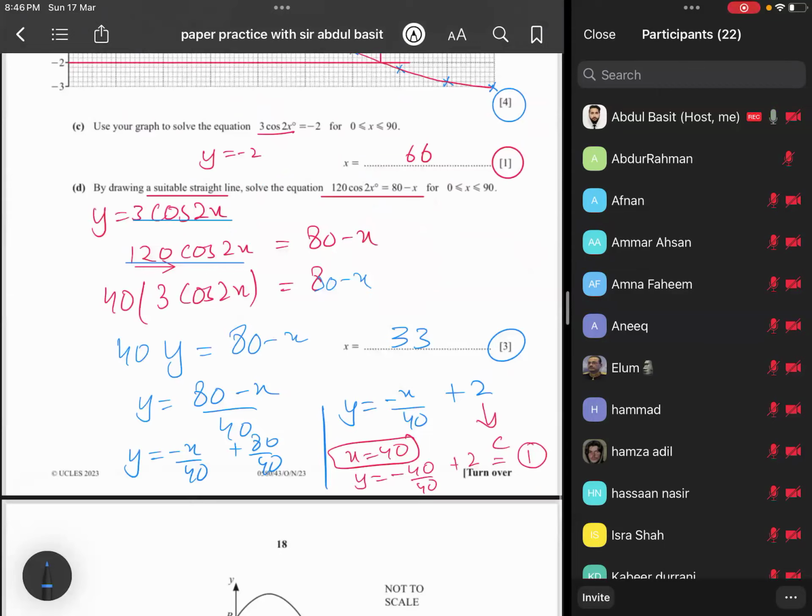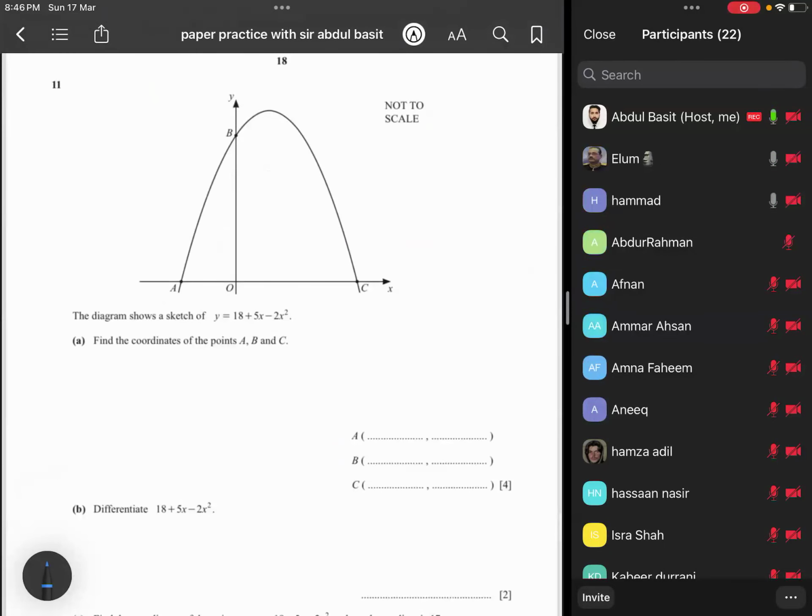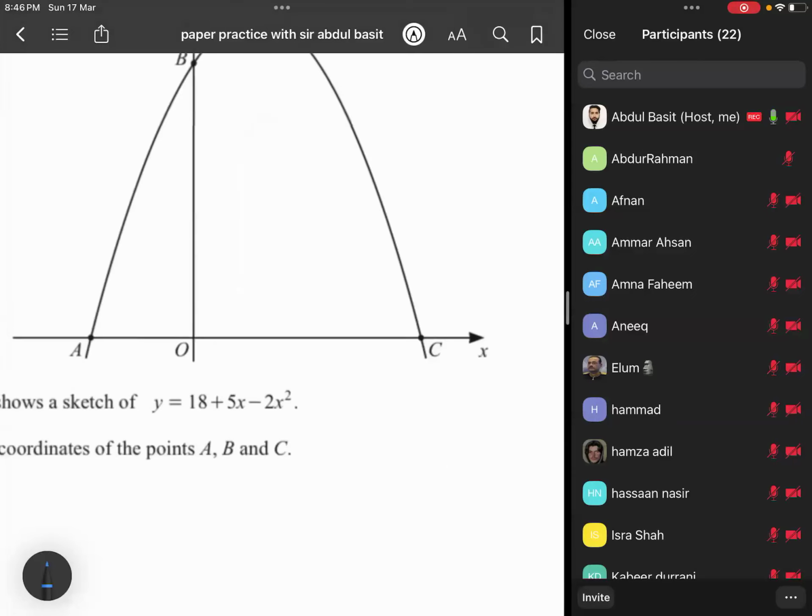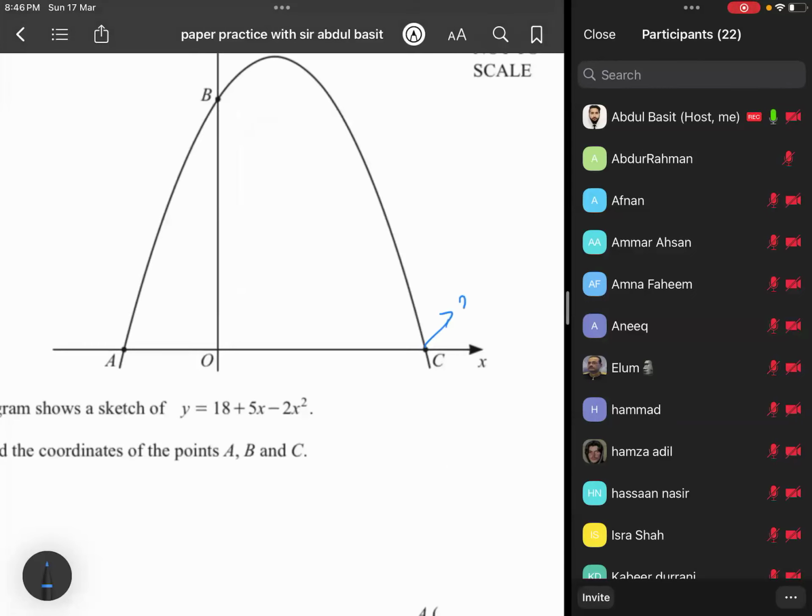Yes, sir. Look at this graph. It's a quadratic graph. Again, find the coordinate of A, B, and C. So beta, this is x-intercept. This is also x-intercept. And this is y-intercept. Right, everybody?